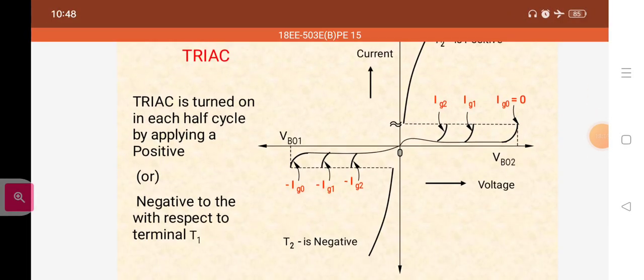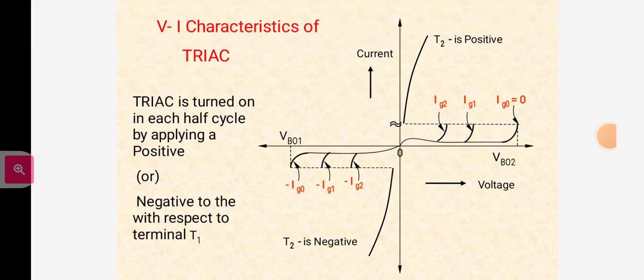It also has a few advantages. The triac has some advantages: a triac may be triggered with positive and negative polarity voltages, and a triac needs a single heat sink.